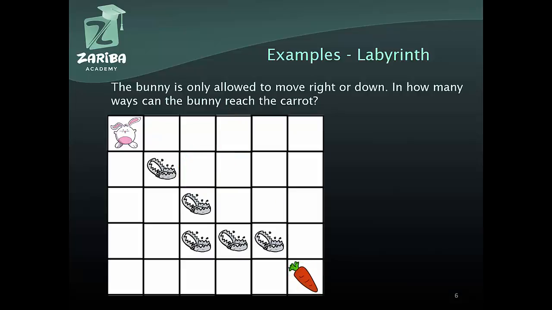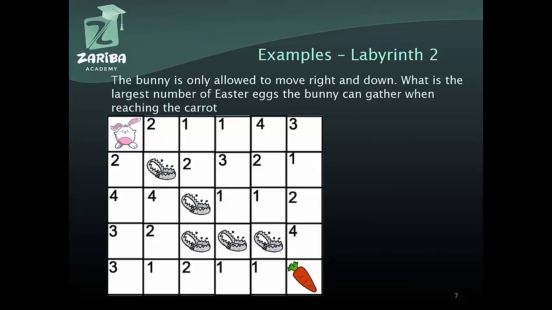Okay, so I'll show you the next one, and I'll have a break so that the people in here can think how to solve this problem. So the bunny is allowed to move right and down. It's the same thing. What is the largest number of Easter eggs the bunny can gather when reaching the caret? So we start here. We have to finish here, but we have to finish gathering the most Easter eggs, and the number of Easter eggs is given in a number in the top left corner of each cell.